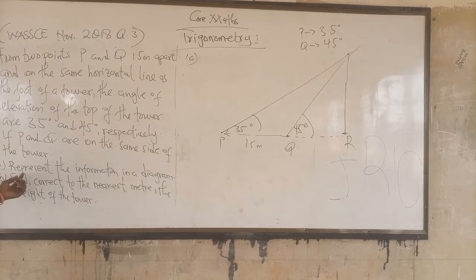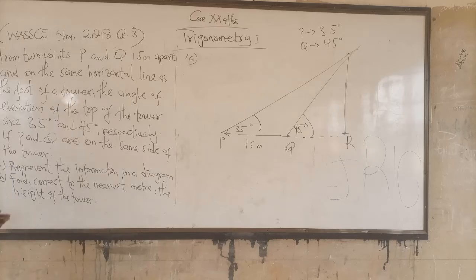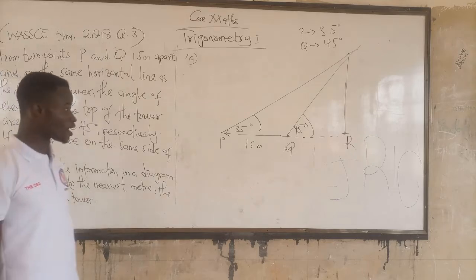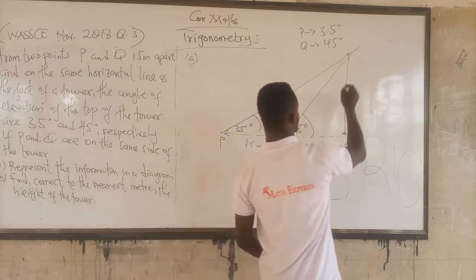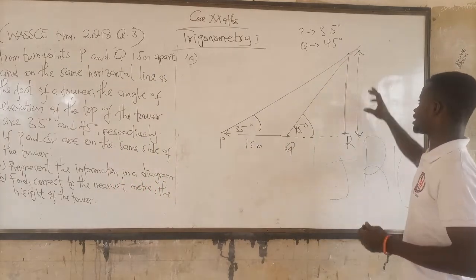Now, what is the question? Represent the information in a diagram, not a Venn diagram. B. Find, correct to the nearest meter, the height of the tower. The height of the tower. That means that we have to look for the height here.